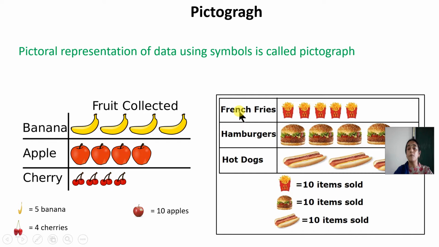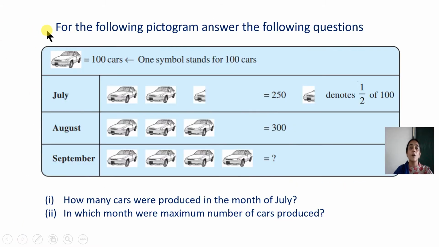Now here, French fries. One symbol of French fry is equal to 10 items sold. So how many items are sold? 50 items are sold. Same way, burger. Again, 40 burgers are sold and 30 hot dogs are sold. So this is a pictograph. Let's take one more example which is given in your textbook. For the following pictogram, you have to answer the following questions.